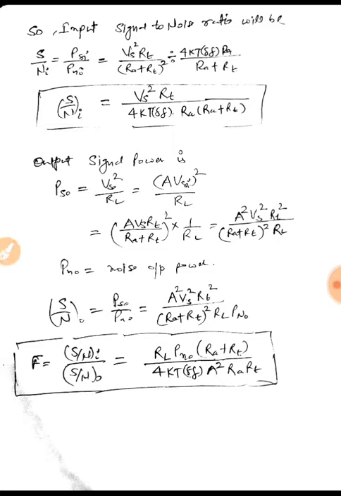We have seen how we can calculate the noise when two different resistive sources are connected in series. Then we saw how we can calculate noise when two amplifiers are connected in cascade mode, and then we saw the signal to noise ratio and how to calculate the noise figure.